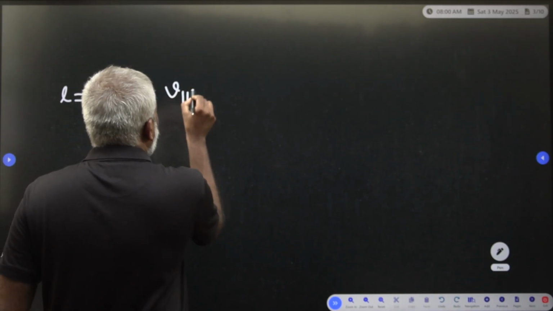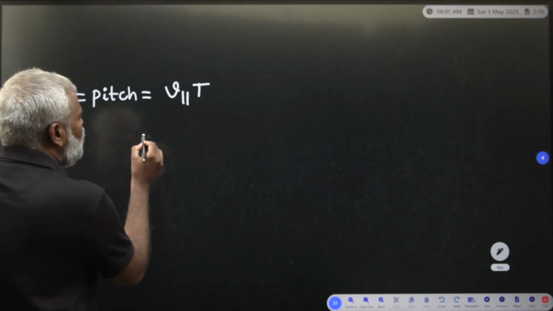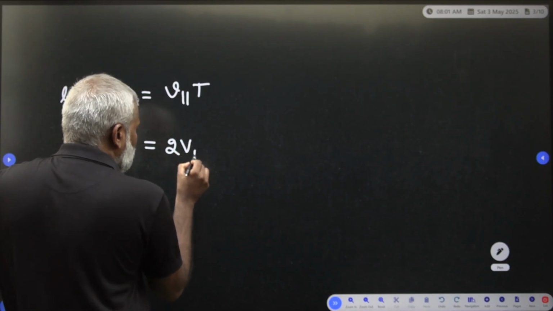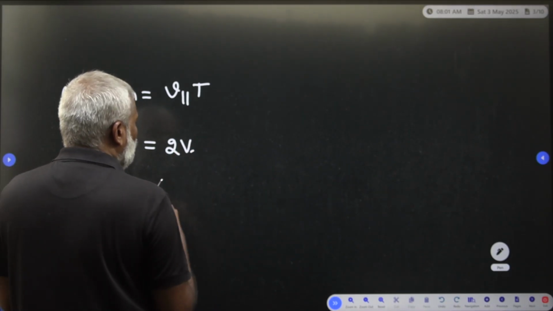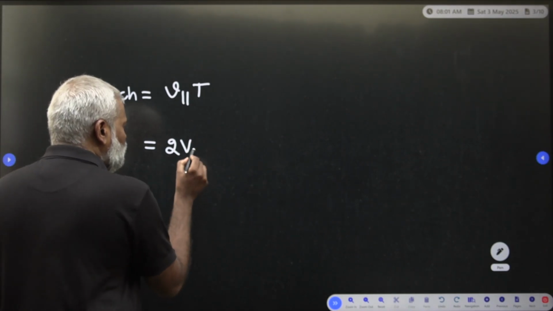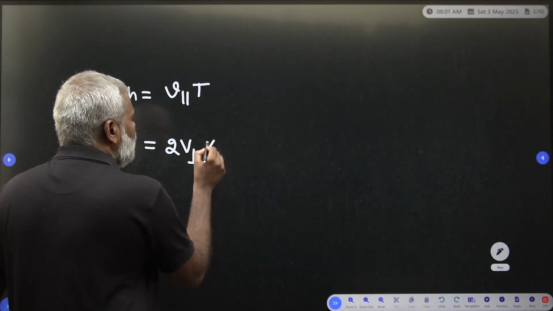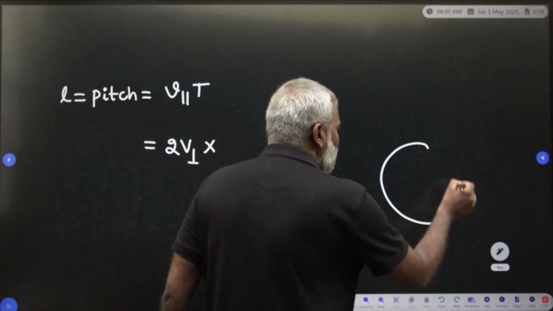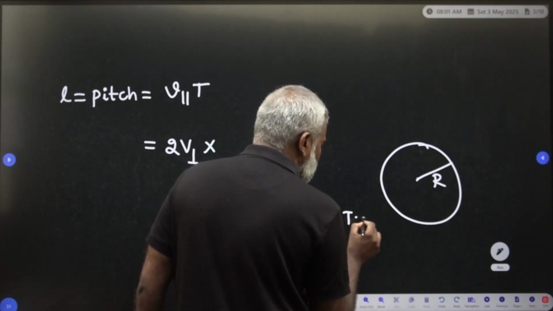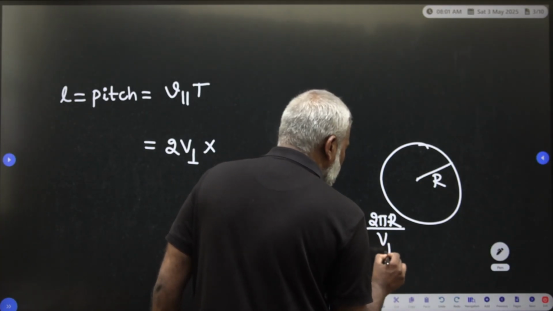V parallel into time period. So V parallel is equal to, we know that, 2 into V perpendicular. So the pitch is 2 into V perpendicular into the time period. So the time period for a complete cycle. What is your time period? So T is equal to circumference divided by V perpendicular.